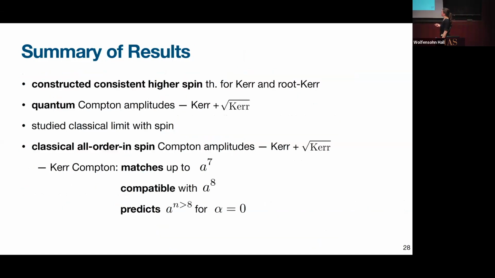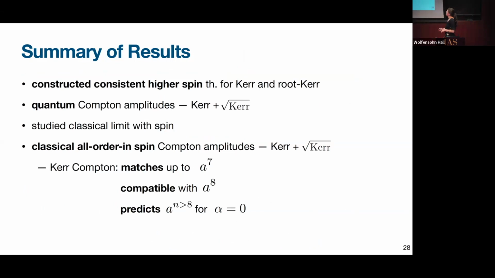Just a summary of the results so far, and then maybe I'll be able to discuss quickly some upcoming work. So what have we done? We constructed some consistent higher spin theories for the Kerr and the gauge theory equivalent. We presented some proposal for the quantum Compton amplitudes for generic spins, so now the spins could go arbitrarily high and there would be no spurious poles. We studied this classical limit with spin, which was pretty important for imposing our constraints.